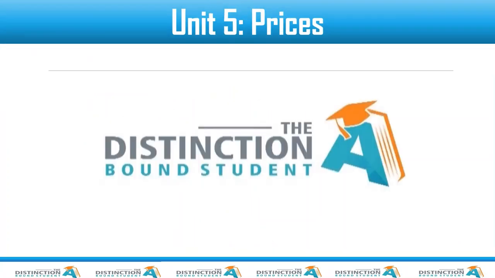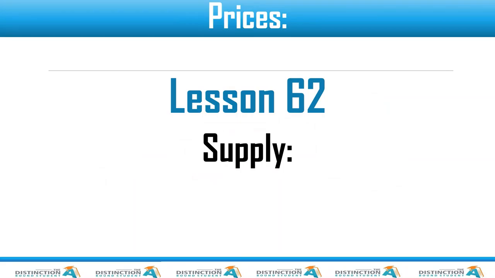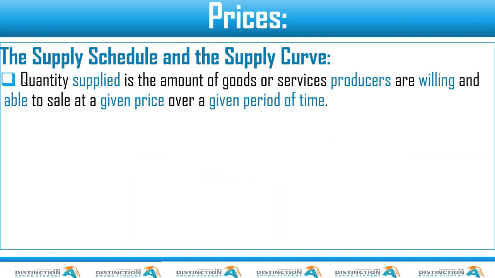So let's get into today's lesson. Like I said, it's lesson number 62, supply. Everything we saw with demand, we are now saying in another way, where we are going to see a different curve, which is a supply curve. Quantity supplied is the amount of goods or services producers are willing and able to sell. I should say to sell, not to sale; this is wrong. To sell at a given price over a given period of time.